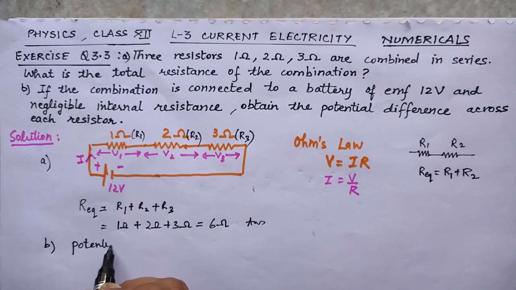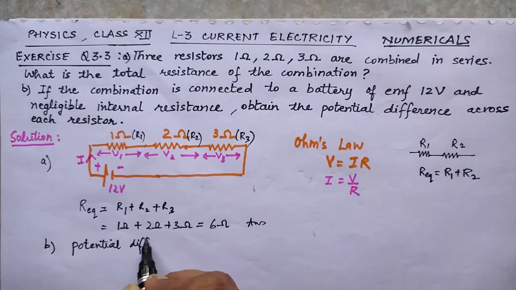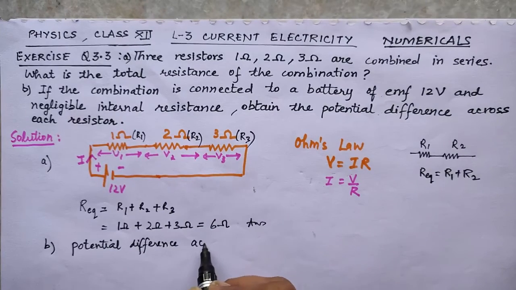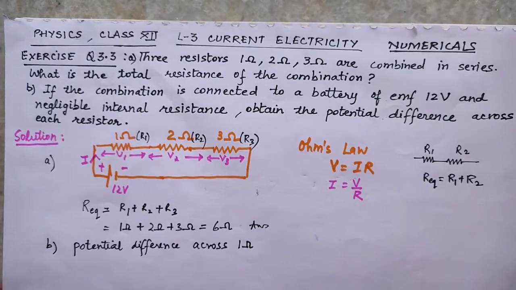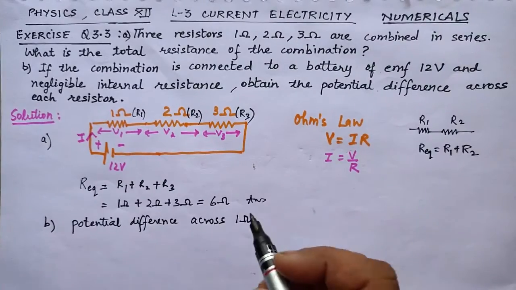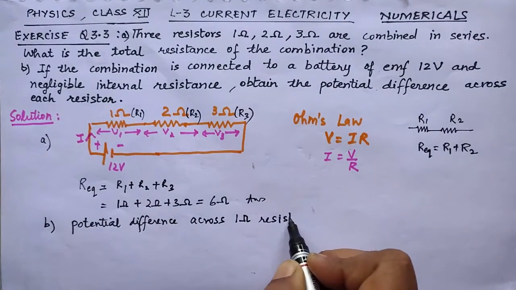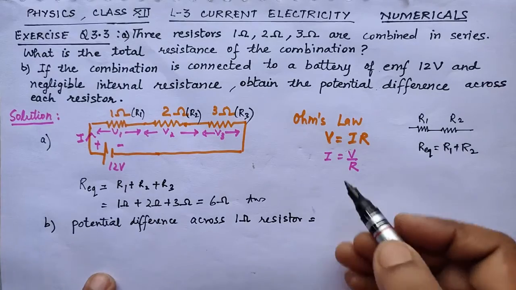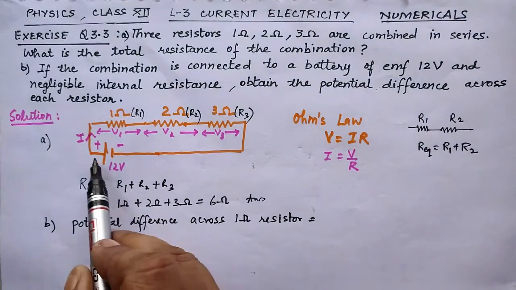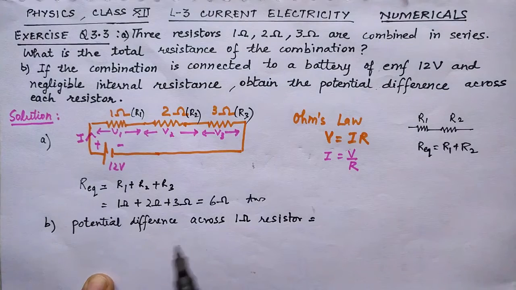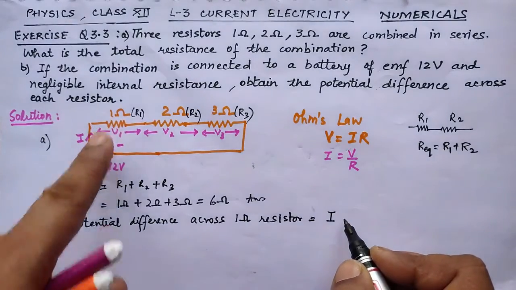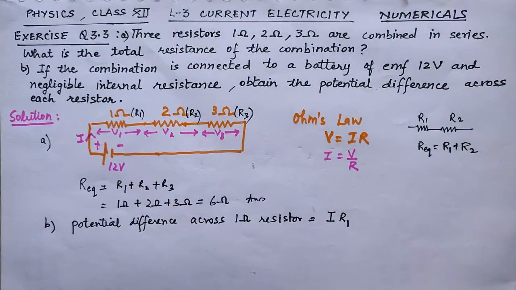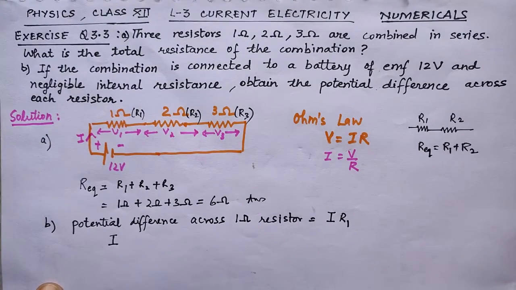Potential difference across 1 ohm resistor is equal to, how much is it? V is equal to I into R. So what is the value of current which is flowing through it? We have to find the total current which is flowing through it, multiplied by resistance R1, that is 1 ohm. So the current which is flowing through it is the total current.